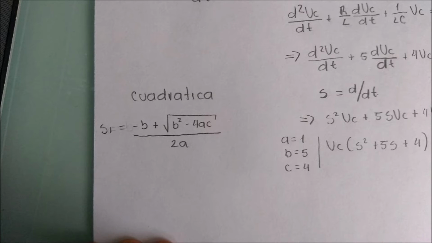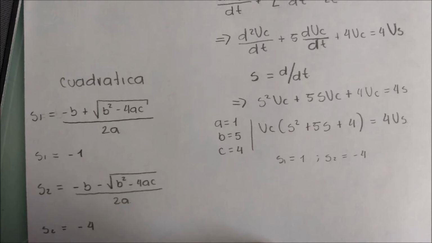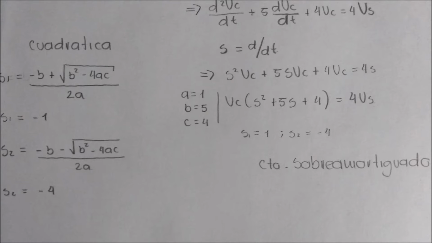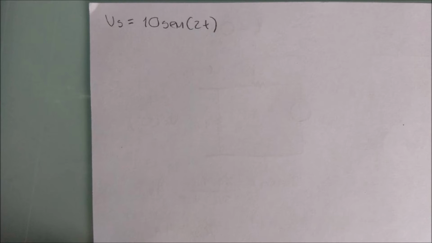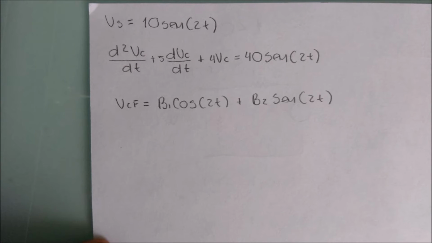We solve the quadratic equation and obtain the constants s1 and s2 to know that the type of circuit we are working on is an overdamped circuit. We have a source of type sin 2t. Therefore, we propose our forced response vCF like this.